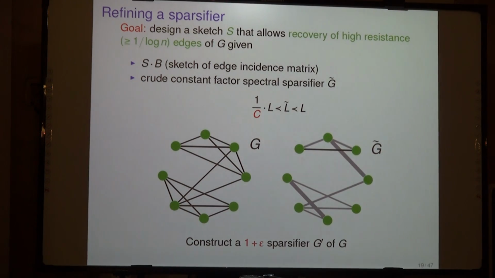So here's my new problem. I want to design a sketch S such that if I'm given S times B, the edge incidence matrix of the graph, and a crude constant factor explicit sparsifier G tilde, just a set of n polylog n edges with weights, then at the very least I can figure out which edges in G itself were edges of high effective resistance. Let's do that. And that's not enough, because I know that I need to take all of these edges with probability 1. I will also need to sample others, but once we know how to do this, it will be believable that we can do the rest.